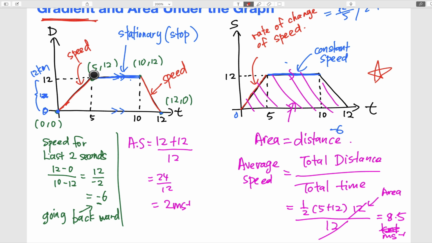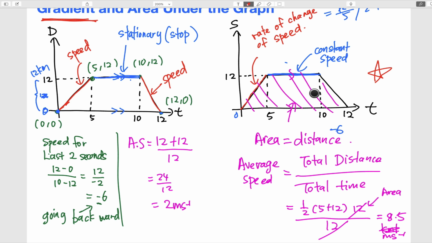The gradient for the distance time graph means speed. The gradient for the speed time graph means the rate of change of speed, or you can call it acceleration, or the increase of speed. Over here you can call it the decrease of speed.